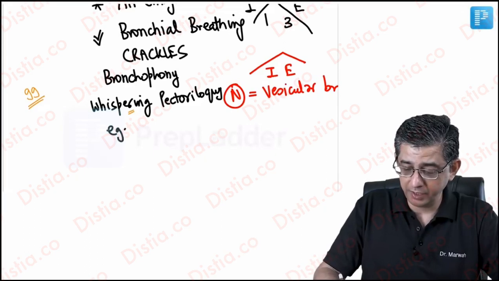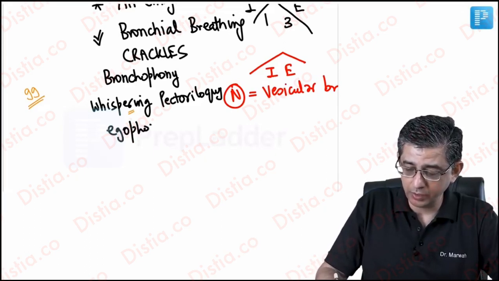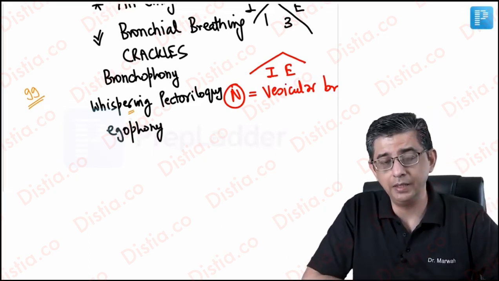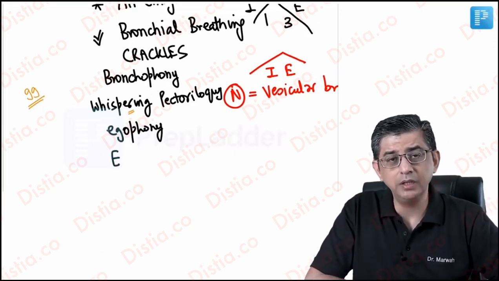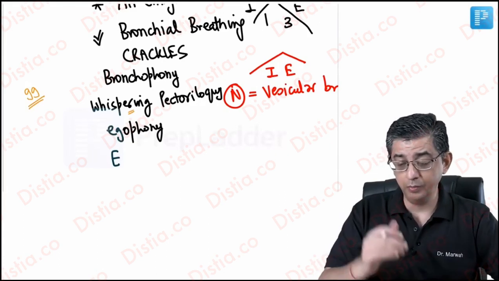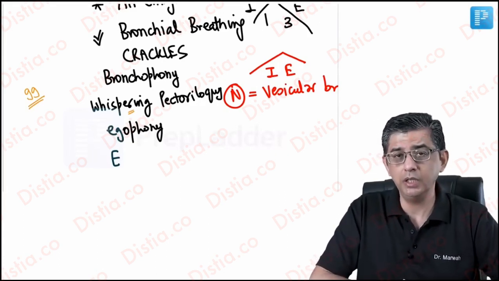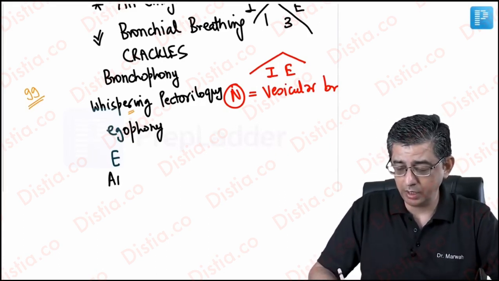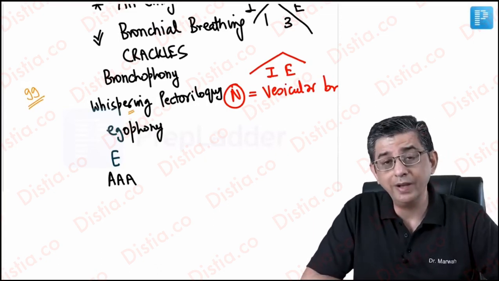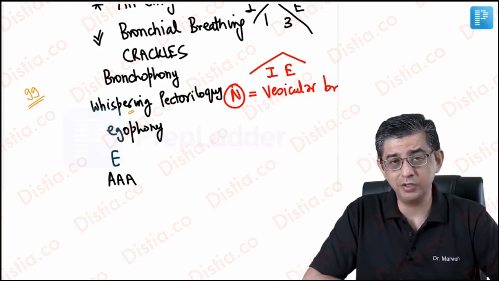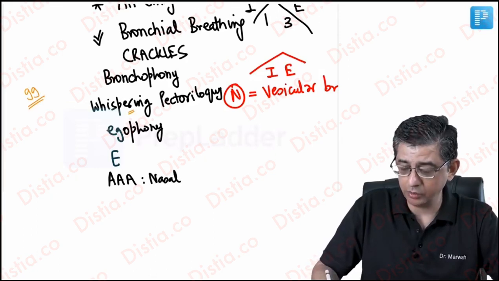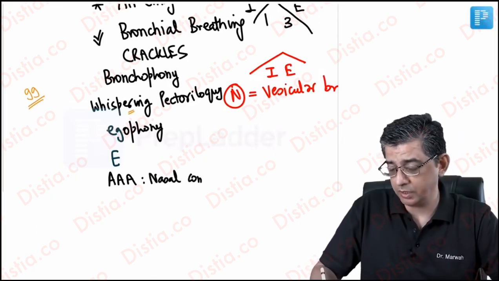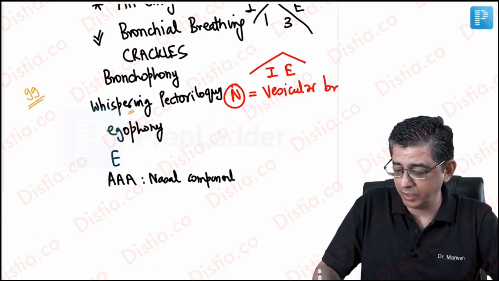Another very interesting finding is egophony. So let's look at egophony. It begins with the alphabet E. Now, if I say the word E, you can obviously pick up the word E that I'm saying. But if you ask a pneumonia patient to say the word E, it's going to be heard like A. Why that is happening is again because of the consolidation component. In fact, this A will definitely have a nasal twang also, a nasal component, just like Himesh Reshammiya.